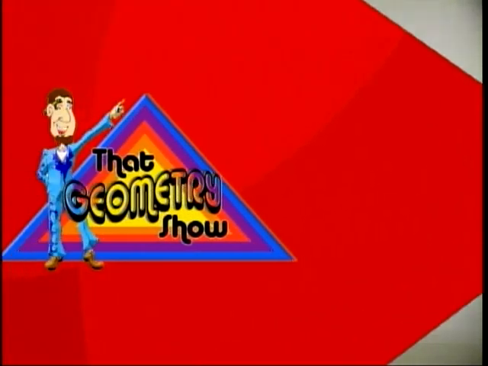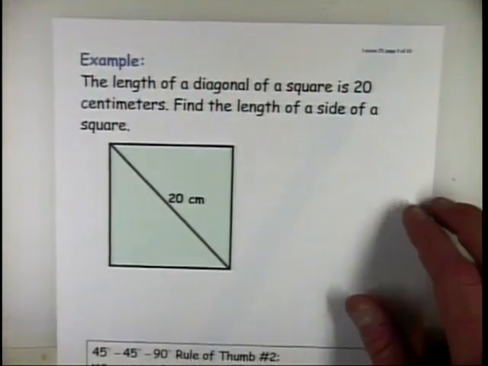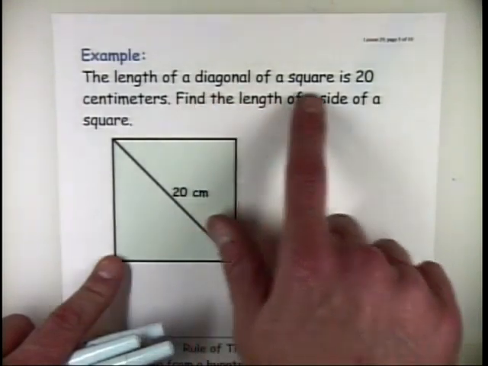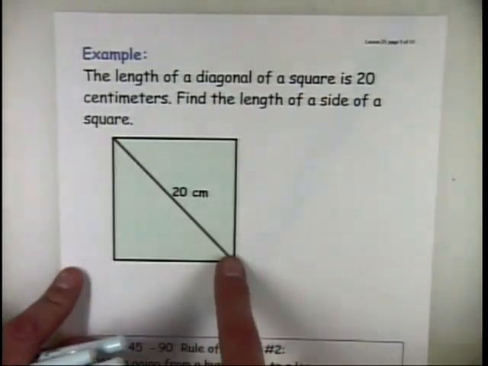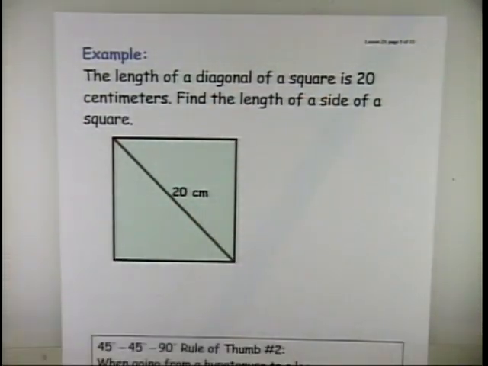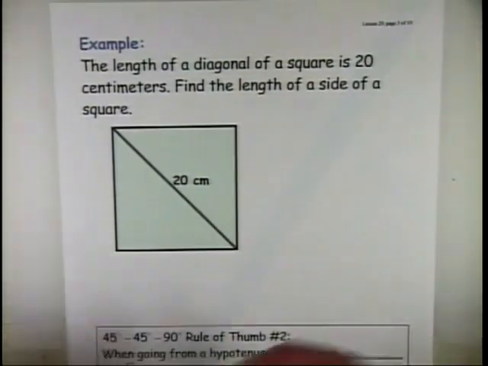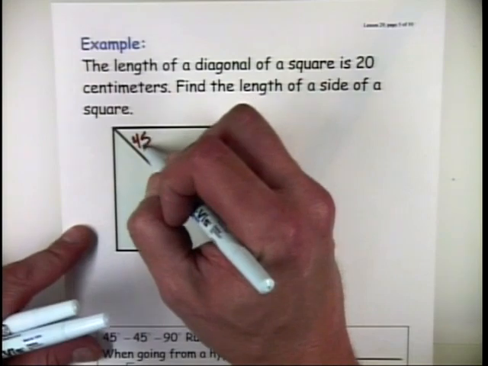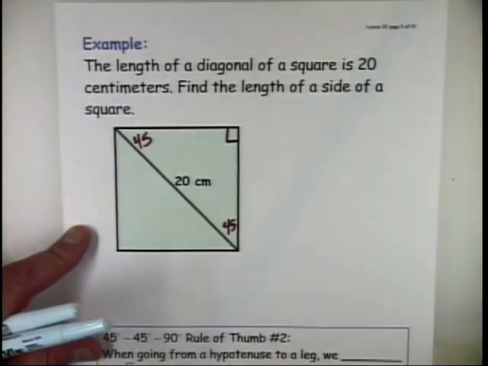Let's try it out. How can we use that to answer questions that are similar but a little bit different? Well, let's look at this right here. We have a square, it says so right here, and we have the diagonal drawn, and it's 20. We're trying to find the length of the side of a square. So in a square, I know that this is a right angle, and the diagonal bisects the other two, so we do have a 45, 45 triangle.